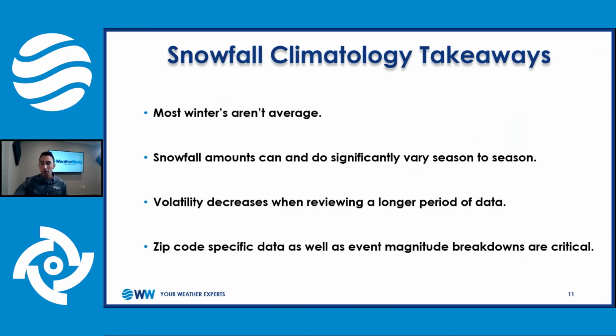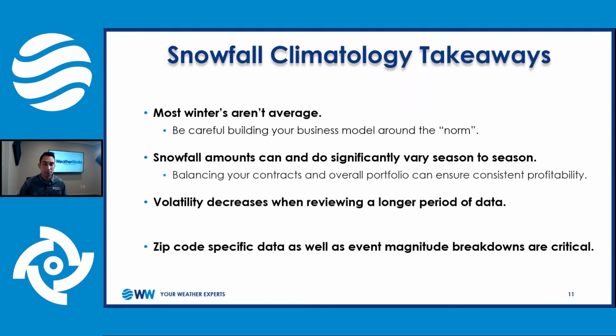First off, most winters aren't average. And because of that, be careful building your business around the norm. Oftentimes the norm won't happen. As we said, typically most locations, or 1 out of every 3 to 5 years, sees quote unquote normal snowfall. And because snowfall amounts can and do vary significantly season to season, balancing your contracts and your overall portfolio can ensure more consistent profitability. Now, I'm not necessarily a snow and ice contract expert, but I have spoken to many experts in the industry, many of which would suggest that balancing your contracts with both seasonal and per inch contracts can be a more stabilized way to ensure more consistent profitability.